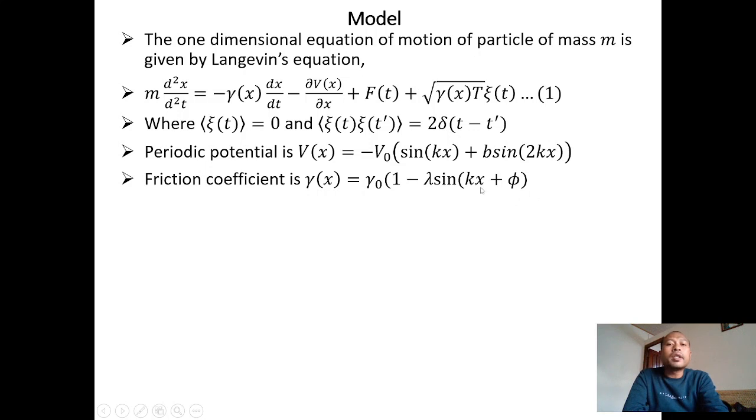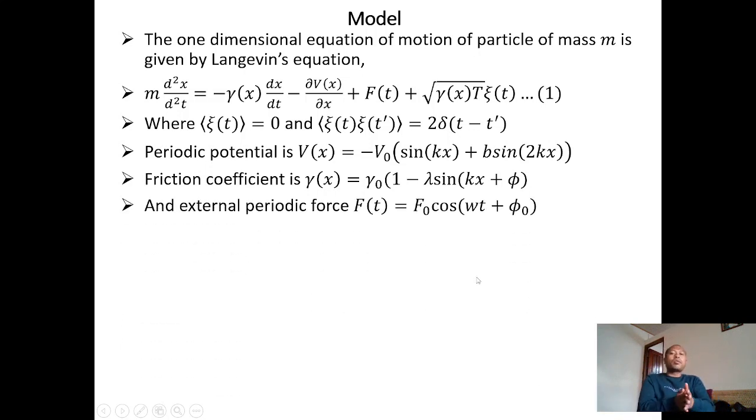And the external periodic force F(t) is F0 cos(omega t), where F0 is the amplitude of the drive, and this drive has an average of 0 over the period of the drive. So that means the system is not biased.